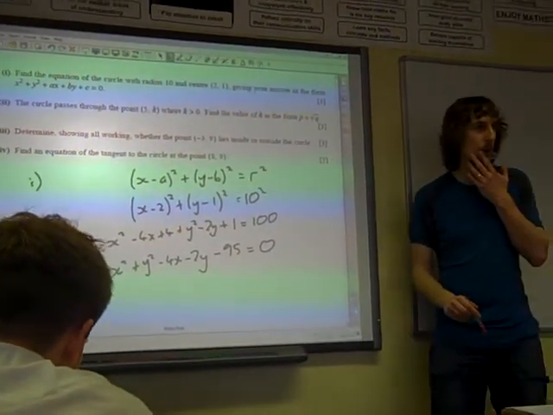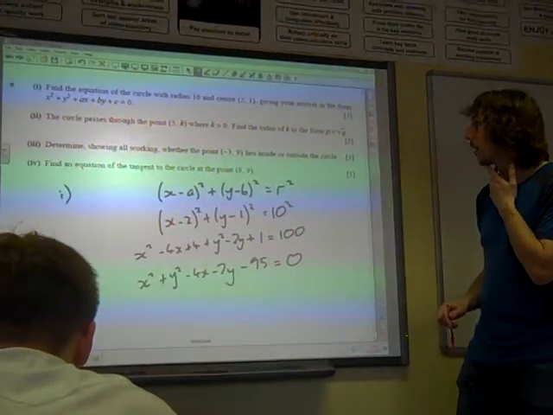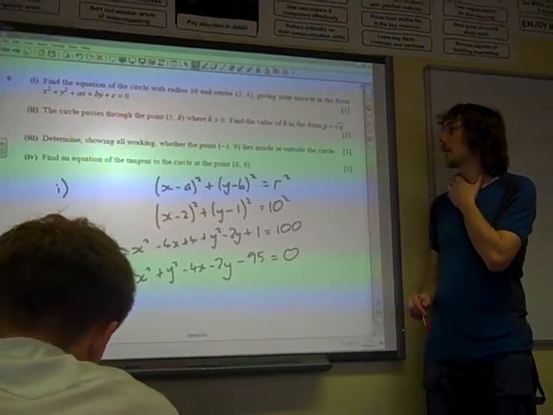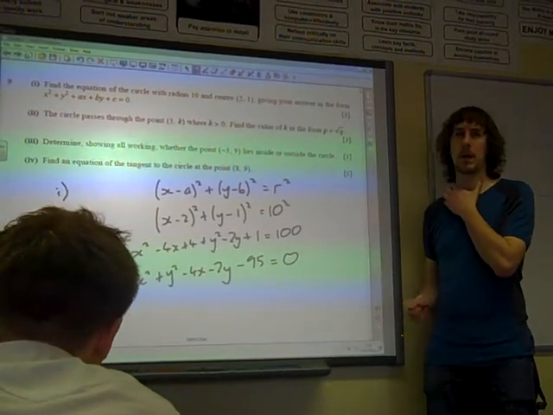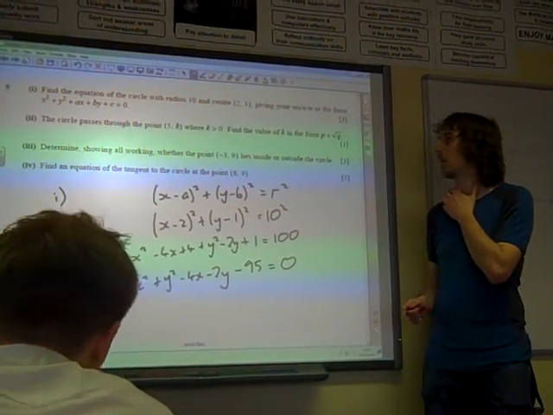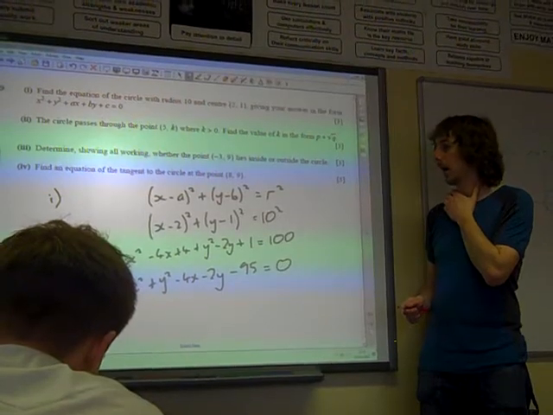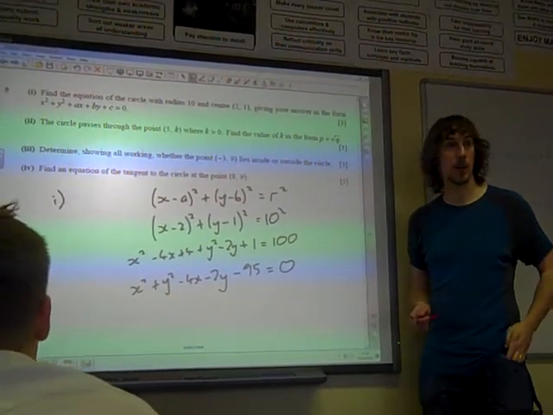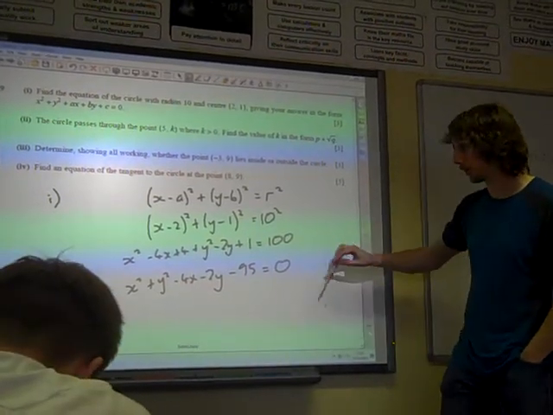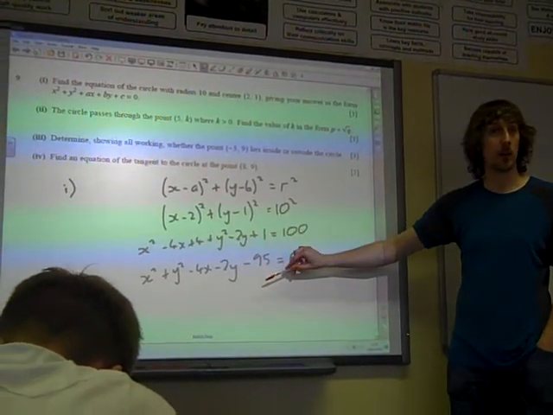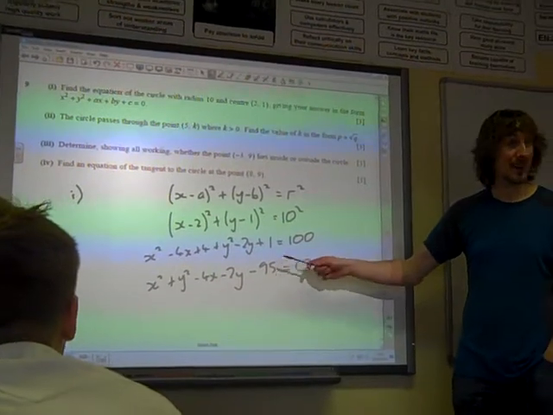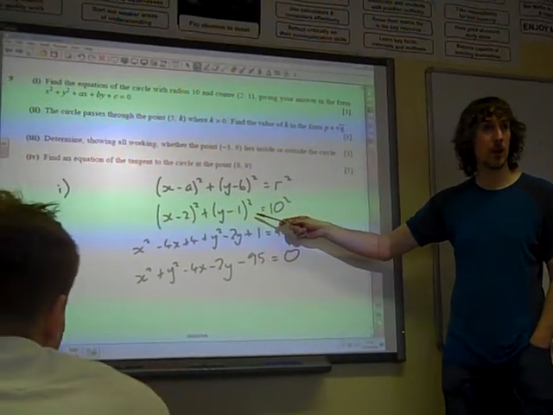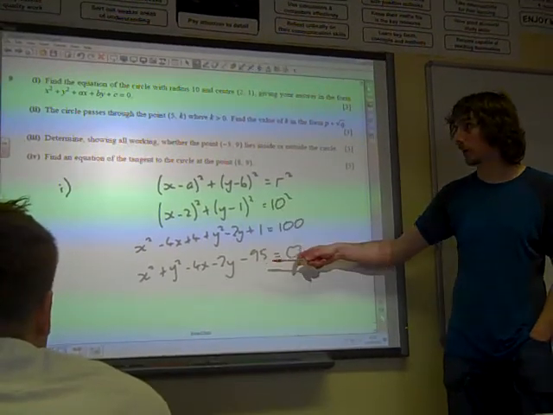Part 2. We're told that this circle passes through the point (5, k) where k is bigger than 0. Find the value of k in the form p plus root q. Well, we've got some choices about how we do this. We've got 2 forms of this circle. They did ask us to find it in that form, but maybe this form will be easier to work with, so let's stick with this one. We know that they're equivalent.